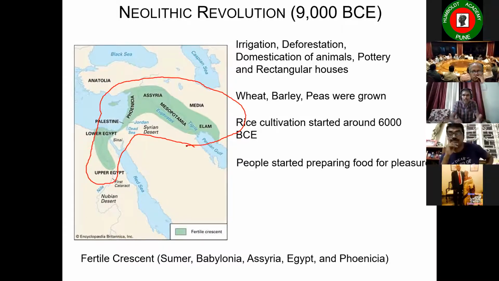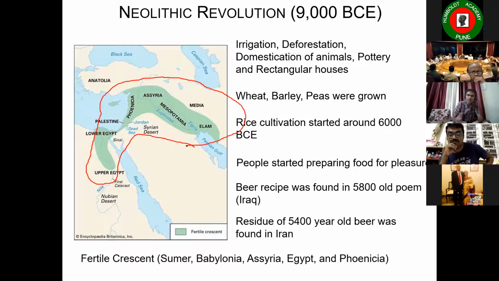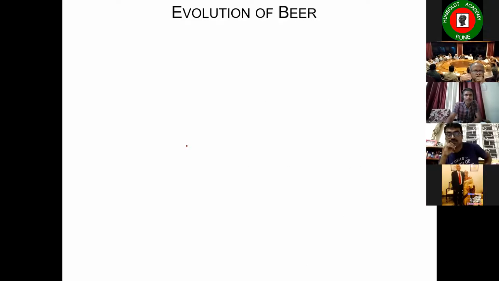And then they started making food for pleasure. For example, a beer recipe was found in Iraq on a clay tablet, which is a 5,800 year old poem. There, the beer recipe is found. And beer residues were found in Iran about 5,400 years ago. So once agriculture starts, you start making food that can be converted into pleasure. That is what was happening about 6,000 years ago.